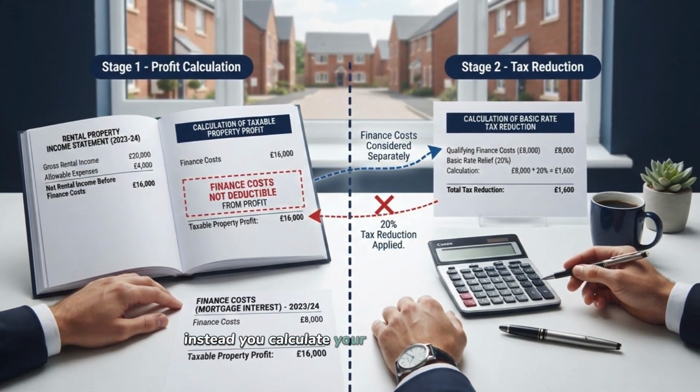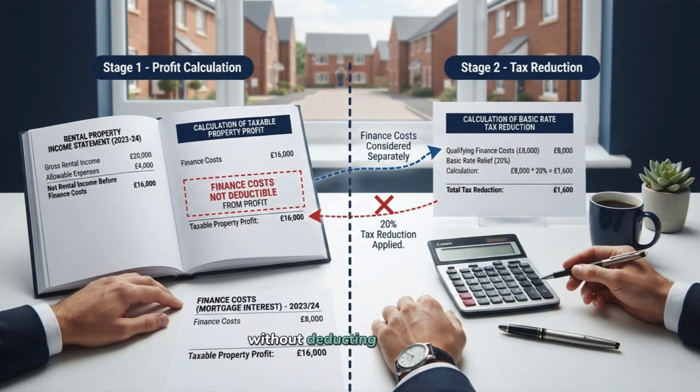You calculate your taxable property profits without deducting finance costs, and then receive a basic rate tax reduction equal to 20% of your qualifying finance costs. That is a fundamental change in how the tax calculation works.